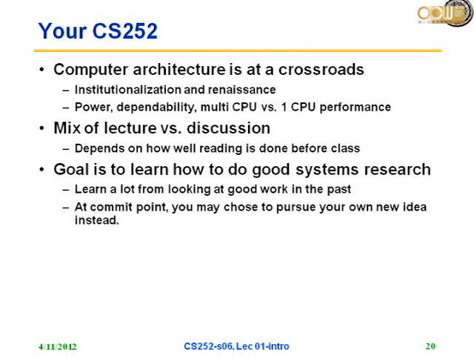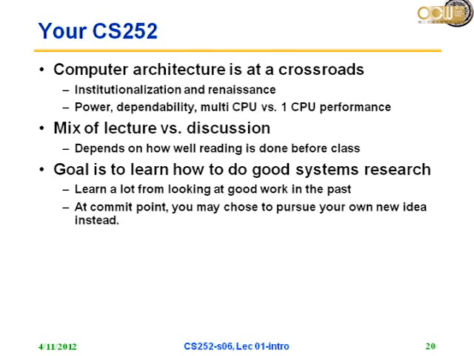So computer architecture is at a crossroad. Institutionalization and renaissance. Power, dependability, multi-CPUs versus one CPU performance. We cared about only one CPU performance, maybe in all your previous courses, but now you need to deal with many CPUs, so power becomes an issue. Dependability, communications, and parallelization of your application become issues.